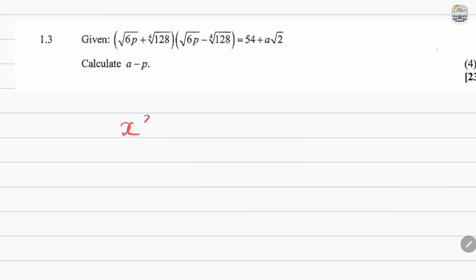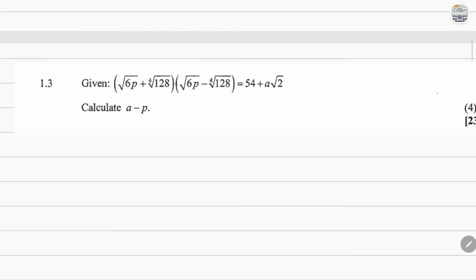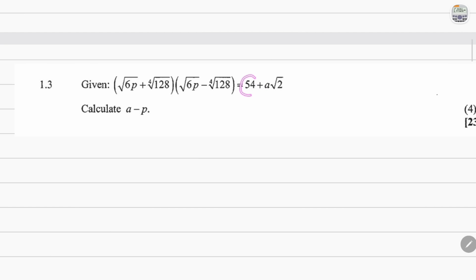So if you were given something like x squared minus 4, you see that this would be, if you factorize it, it's going to be x minus 2 and x plus 2. Okay, so that's exactly what they did here. We can see the same value here, same value. Okay, also the same value here, same, but then there's just a plus and a minus. Okay, so we know how to simplify that. And they say all of that is equal to 54 plus a square root 2. And we need to calculate the value of a minus p.